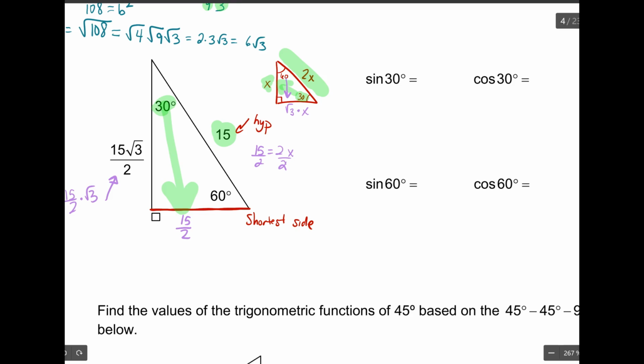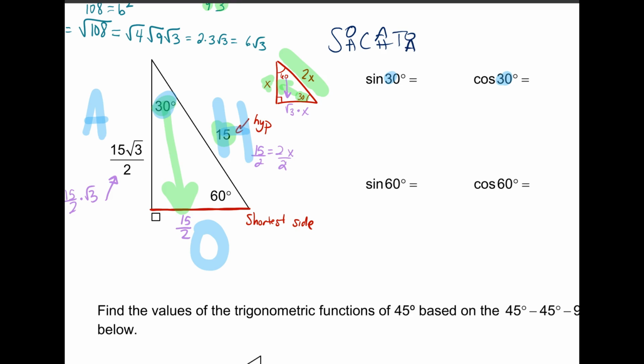Let's go through and solve for my stuff. First, I'm going to use 30 degrees. According to 30, this is my adjacent side, this is my opposite side, and this is my hypotenuse. So if I want sine of 30, let's see how fast we can go through this. Sine of 30, Hallie, walk me through how to do this one.